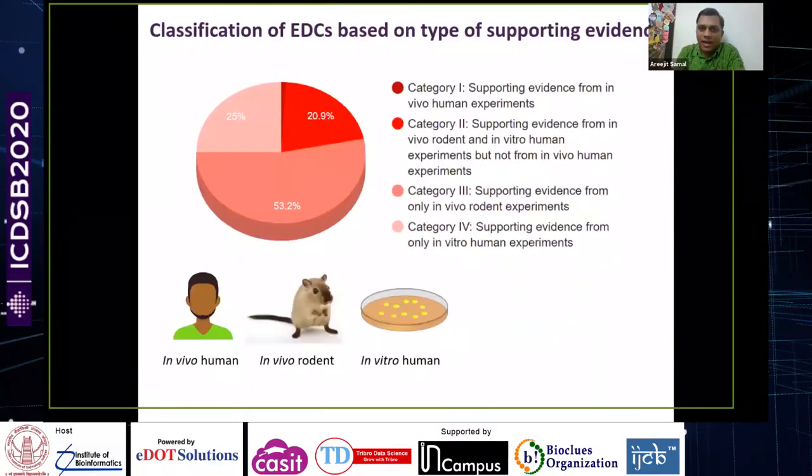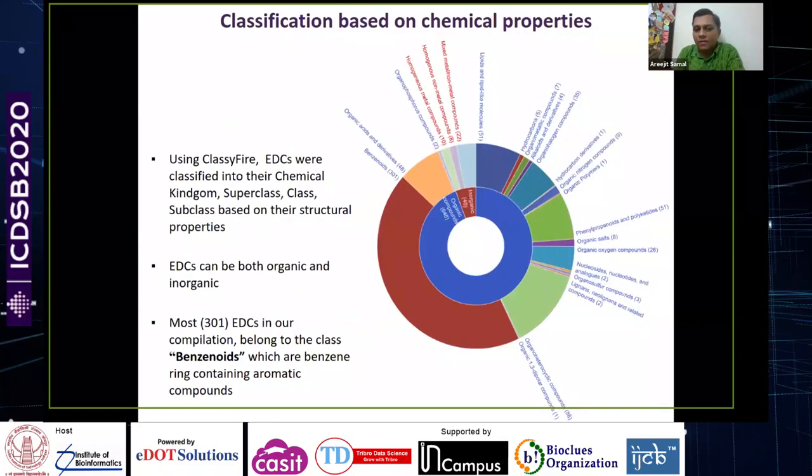Second, we have a classification of these chemicals based on the type of the evidence we have. Is it only in vivo human, in vivo rodent, in vitro rodent, and such classification. Thirdly, we have done a chemical classification as well. We find that many of these are benzenoids basically.